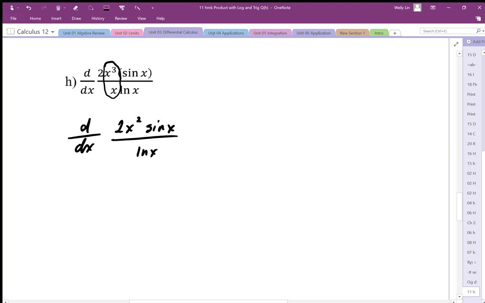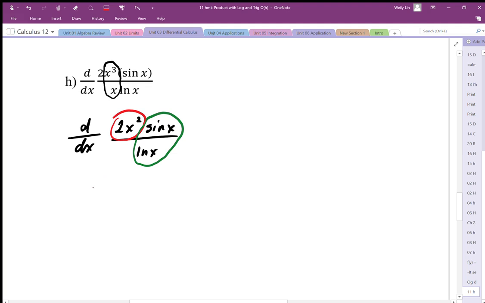Now, when I do this, I have a product rule and I have a quotient rule going on here. I could do it either way, and the first solution I'm going to show you is to group this so that we have a product. So I'm going to take this 2x squared and multiply it with the quotient here, sine x over log x. Now the sine x over log x itself has a quotient. So as I apply the product rule, I have to worry about applying the quotient rule for the derivative of the green part. So first thing is I'm just going to set up my product rule here.